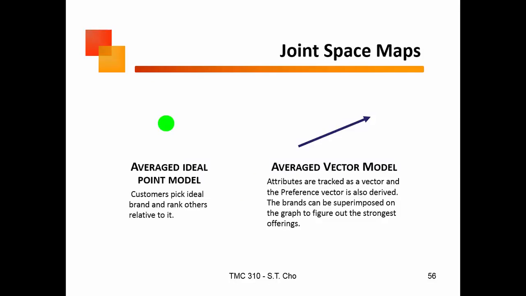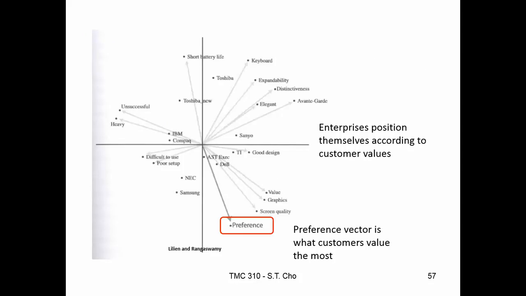The two approaches to coming up with this map are: you pick your ideal brand and ask customers to rank against it, or the average vector model, where the attributes are tracked as a vector and you come up with what's called the preference vector. Here are all the different factors that I'm interested in. Based on all those factors, the one that customers are going to like the most is called the preference vector. And so how do you position yourself according to it?